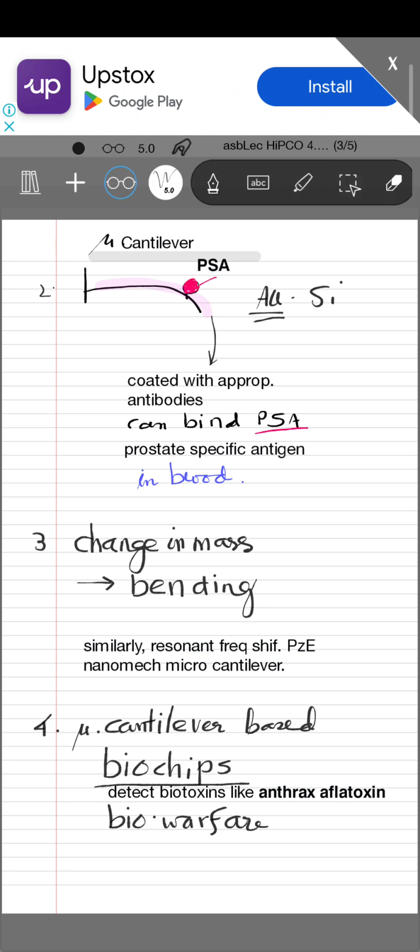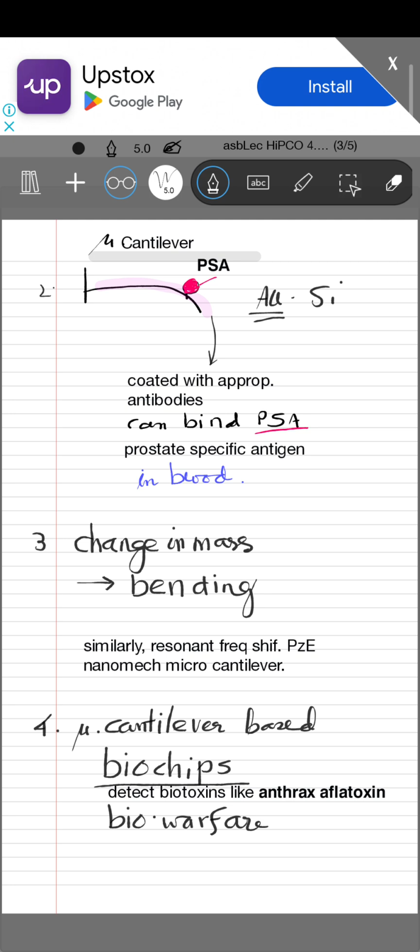Now, if you look at the shape of a cantilever, it has a fixed end, as given here, and it has an end which fluctuates or bends. So this is the bending end. The base is always silicon, and then it is gold coated, and the gold coating is on the top.